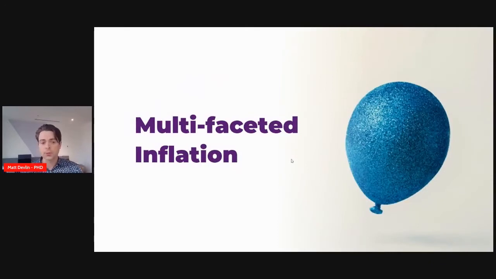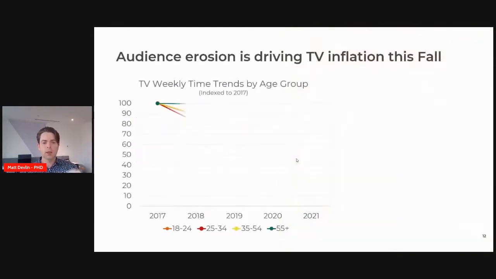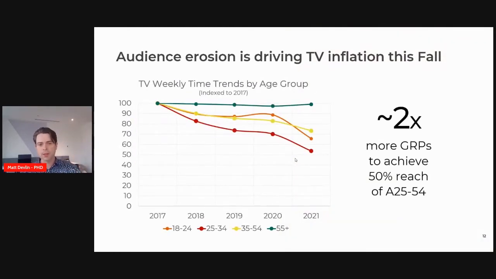And that is one of the contributing factors, both of those two trends actually, to what we're calling multifaceted inflation. Those of you who have been entering the TV market this fall, it won't be news that there is significant inflation in TV. It's being partly driven by a kind of unequal erosion of TV audiences. So what you see on that graph is 4 different audiences, English Canada, and the amount of time they are spending with television over a 5-year period.